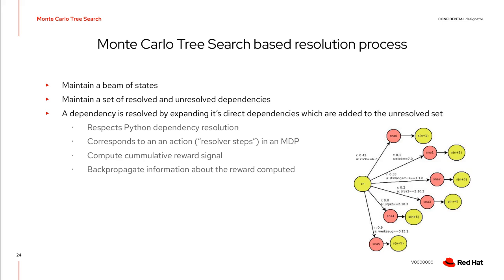After the resolution process is done, we backpropagate information about rewards computed, so information about accumulated rewards. That is the case of Monte Carlo Tree Search. In the case of TD learning, the backpropagation is done immediately after the step is done. That's the only difference between Monte Carlo Tree Search and TD learning when it comes to implementation.